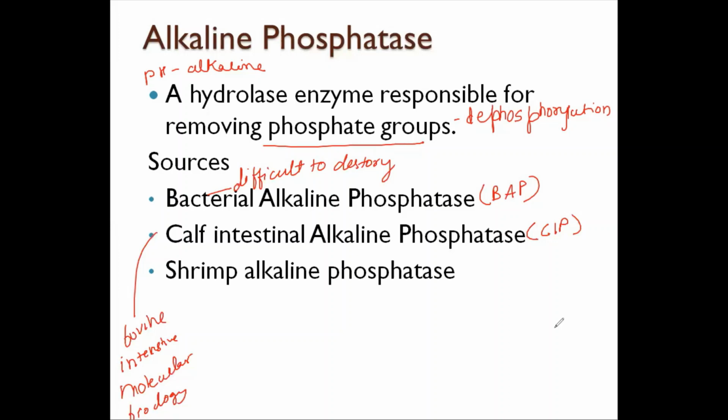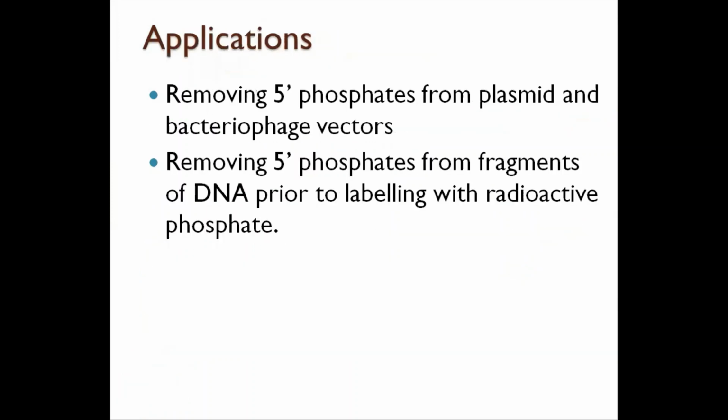Now you have shrimp alkaline phosphatase, which is also called SAP. It is derived from cold water shrimp, and it can be readily destroyed by heat. If you keep it at 65 degrees Celsius for 15 minutes, it can be destroyed or degraded. So we learned what alkaline phosphatase is, what its names are, and where it is obtained from. Now let's see why it is used and where we are using it.